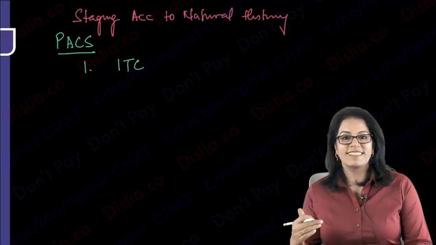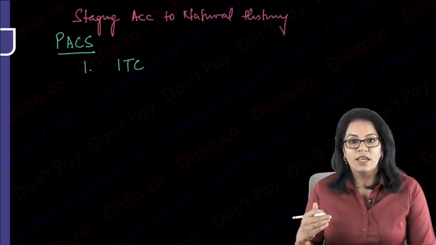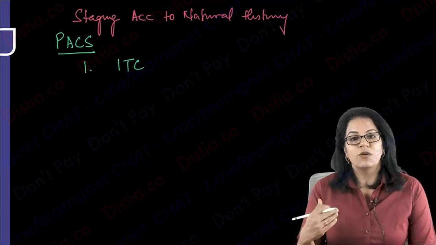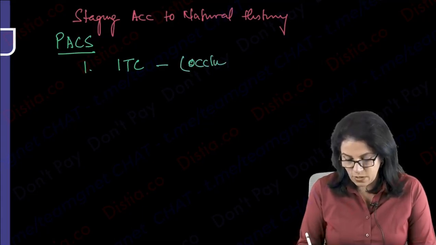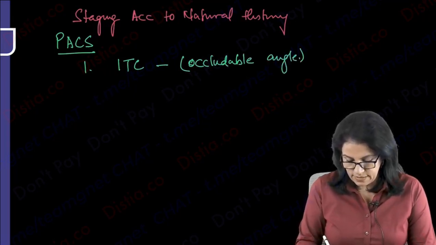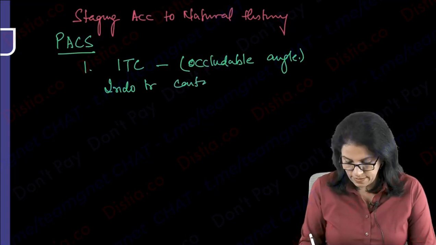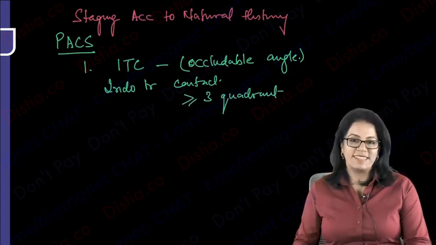Did I not talk about this? This is what are occludable angles, right? I cannot see the posterior TM. So occludable angles, or you can say ITC, is nothing but occludable angles or iridotrabecular contact of more than or equal to 3 quadrants on gonioscopy, then he is a suspect.